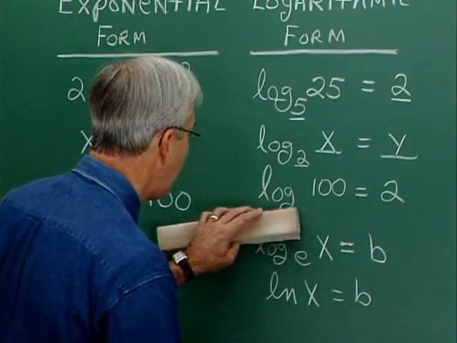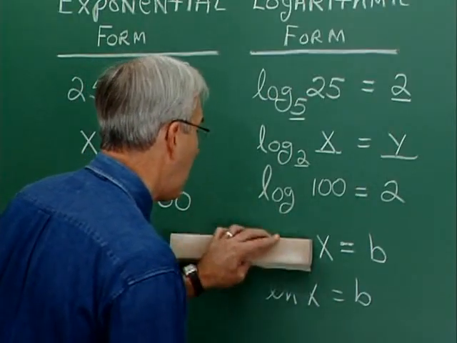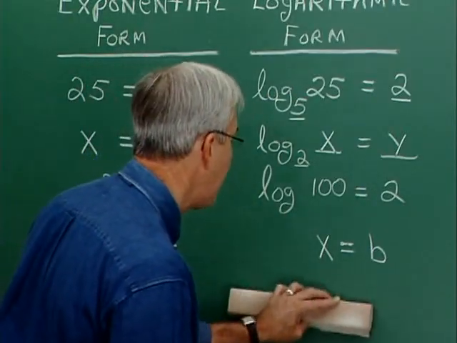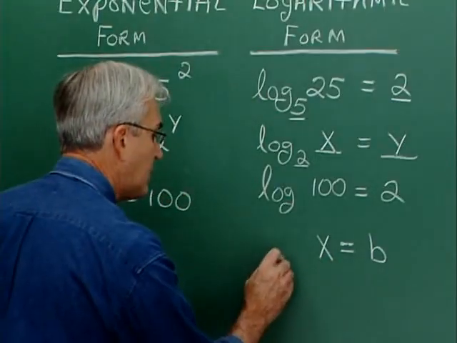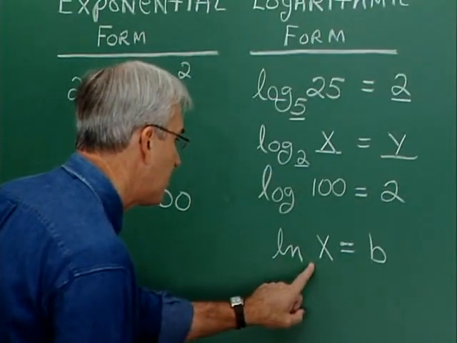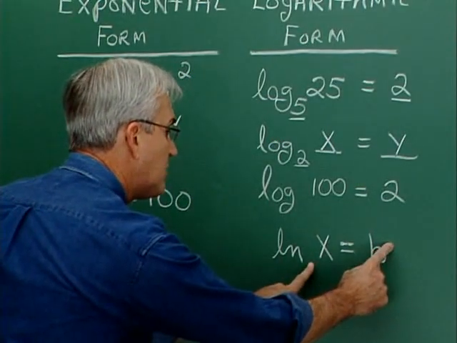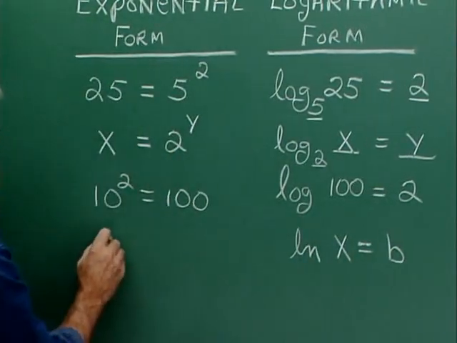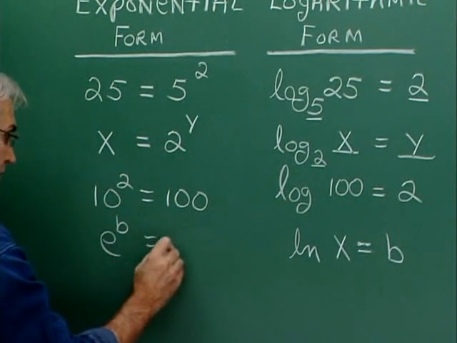All right, so we would probably not even see log with base e. We would see it as ln x equals b. Now, it's understood that the base is e and the exponent is b, so we have e to the b power is equal to x.